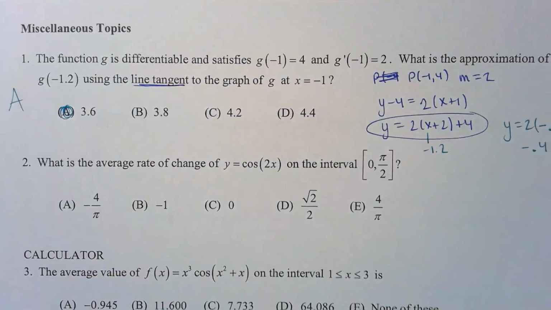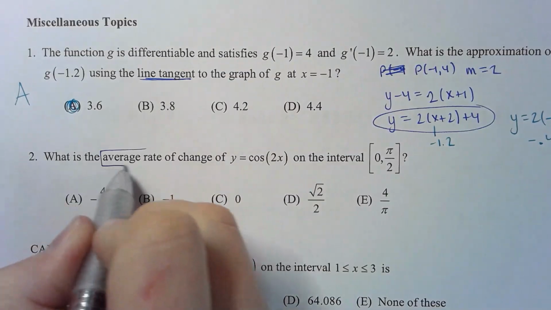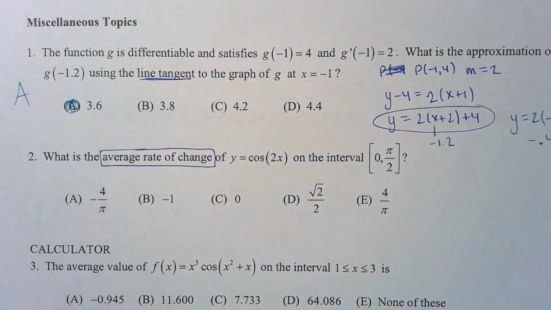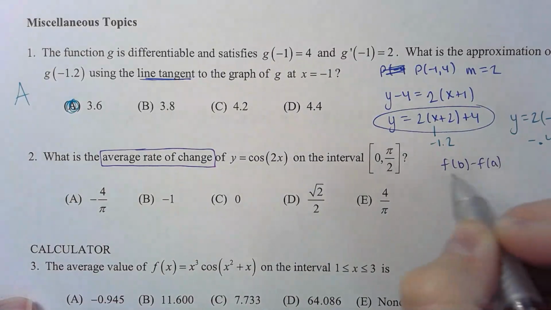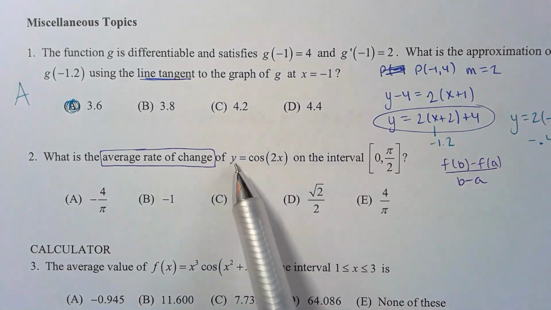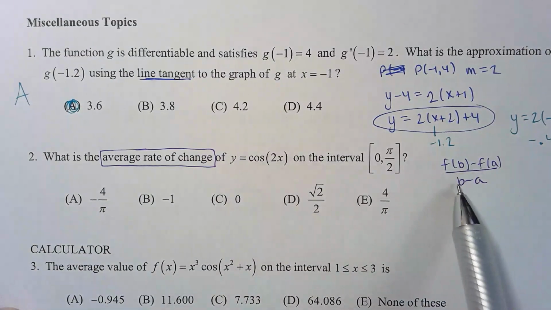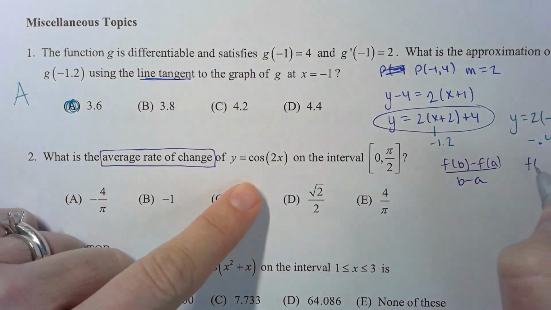Good. Question number 2 says, find the average rate of change. So there's a key phrase right there, average rate of change. We have a formula for this. It is finding the slope between 2 points. It's f of b minus f of a all over b minus a. Now, they didn't call the function f or g, they called it y, so I kind of left it as f. But here's my a and my b. So I'm going to do f of pi over 2 minus f of 0.